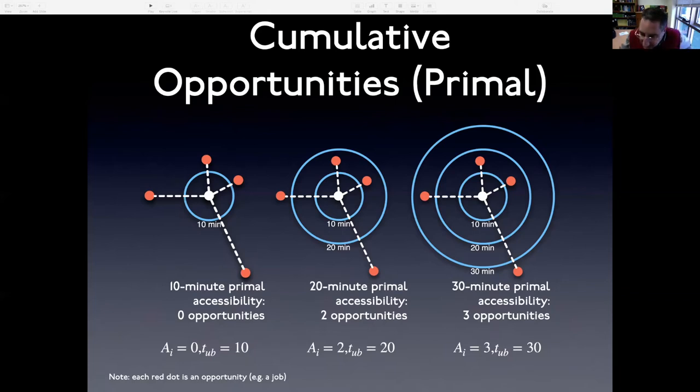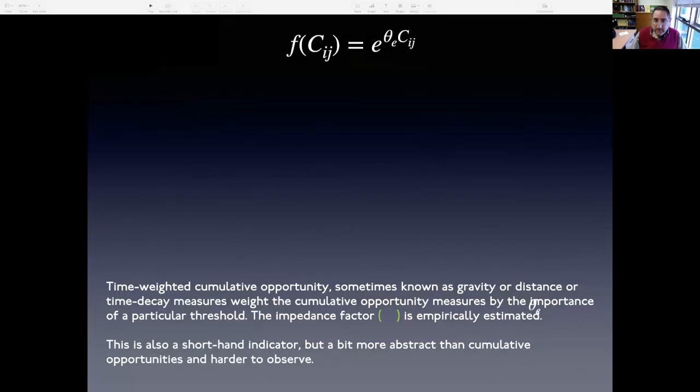Now, again, it depends on what kind of opportunities you're looking at. Like I said, with looking at jobs, the numbers are going to be in the tens or hundreds of thousands typically. If you're looking at airports, it might only be one or two, or stadiums, it might only be one or two. It depends on the kind of destination you're interested in. But there's other ways of looking at accessibility. It doesn't have to be simply a yes, no type of thing, where you either count it or you don't.